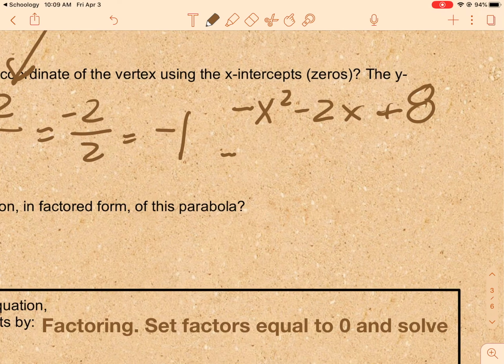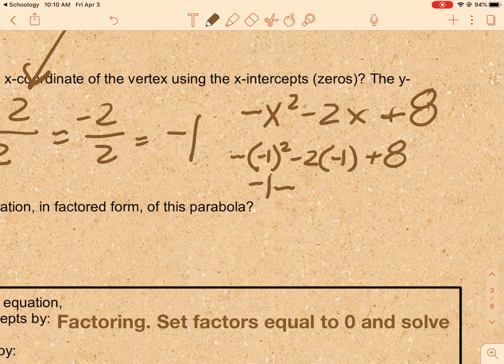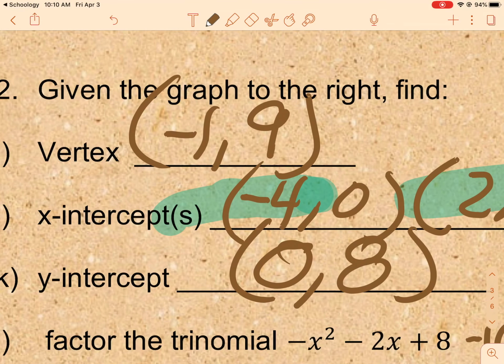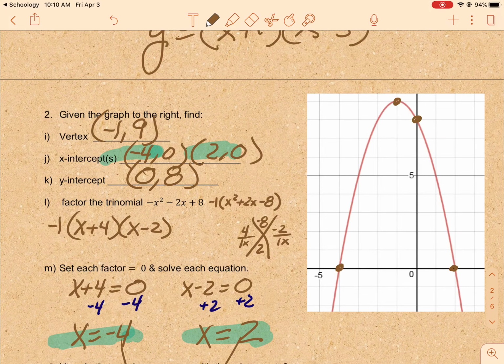So this, you got to be a little careful. There's that negative out in front, and then you are squaring -1, then -2 times -1, and then plus 8. So following PEMDAS, order of operations, -1 squared is 1, but then there's the negative out in front. We have a -2 times a -1, that's a positive 2, and then we have a plus 8. -1 plus 2 plus 8 gives you a positive 9, and that's what we got for our vertex of -1, 9.